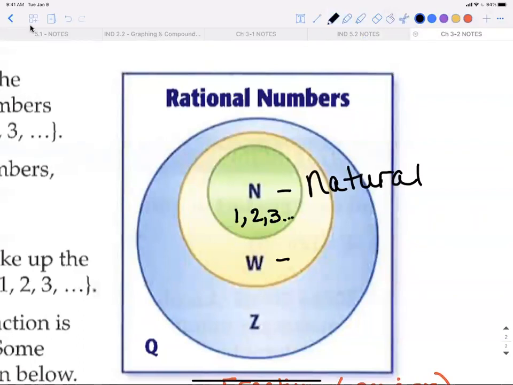The W stands for whole. It's a silly memory trick, but whole just adds a donut hole. Whole numbers just add the 0 to the naturals. So instead of starting at 1, you add the whole, the 0. So now you're 0, 1, 2, 3, 4, 5, 6, 7, 8, blah, blah, blah, forever and ever. Okay.